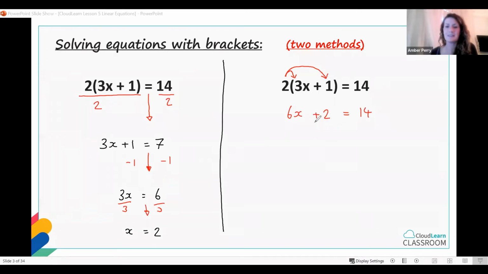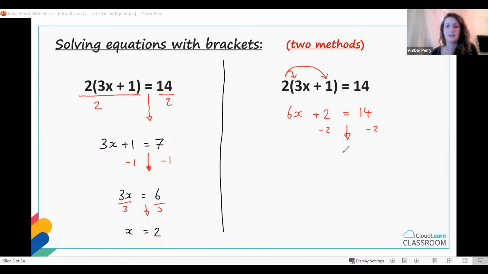After expanding the bracket, all we have now is to solve this just as we did last week. Last week, we practiced solving linear equations like this, because we got rid of the brackets by expanding them. So now all I need to do is go through my technique, subtract the 2. I should have written that last line in black there, sorry.